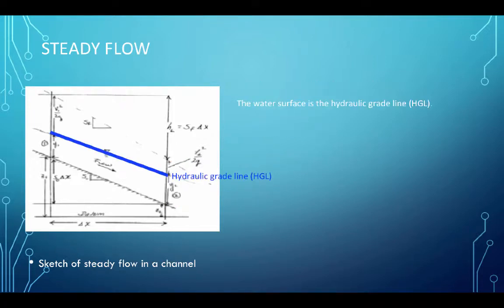The water surface is the hydraulic grade line. So that's the height that water would rise to in a piezometer if there were a piezometer, but the entire open channel is a piezometer. Therefore, the water surface and the hydraulic grade line are coincident features.